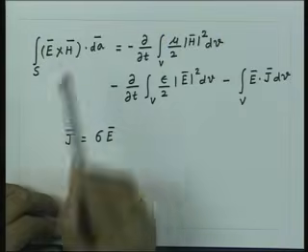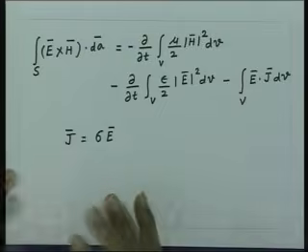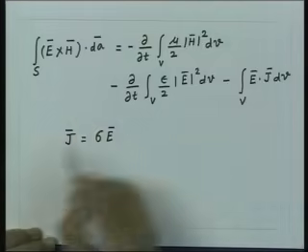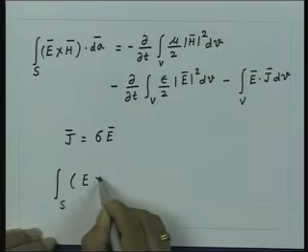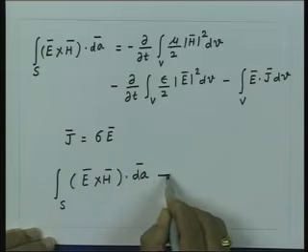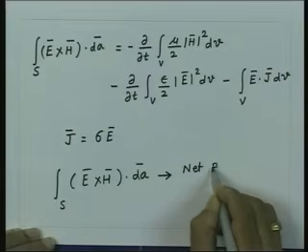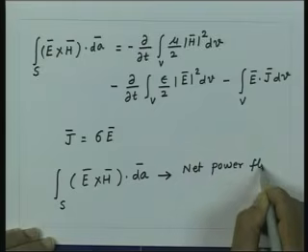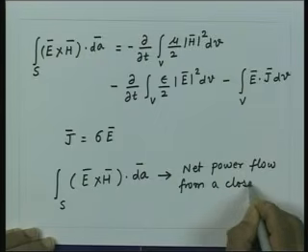So, from here what we see is that this quantity, the surface integral of E cross H, tells you the net power flow from a closed surface. So, this quantity, the surface integral of E cross H dot dA, is the net power flow from a closed surface.